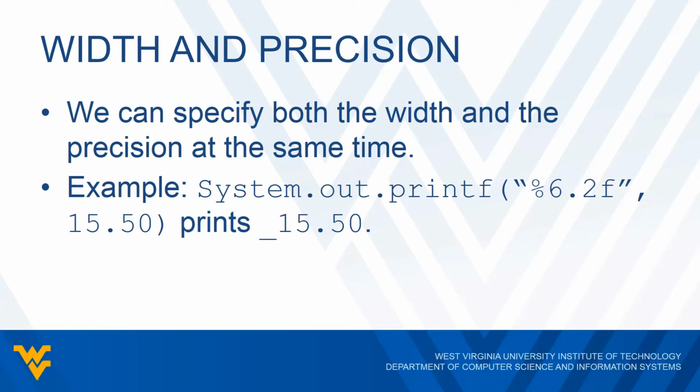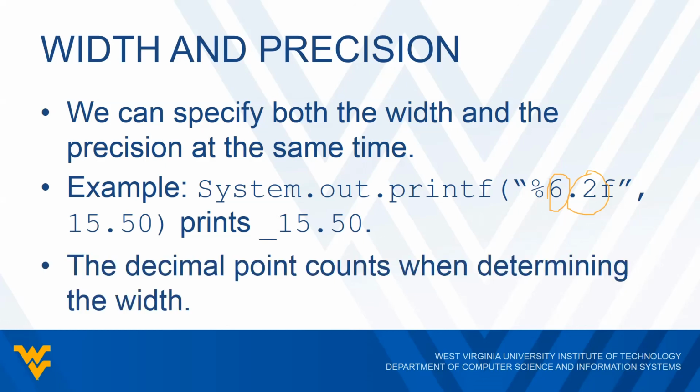So what this means is the 6 tells me that my minimum width is going to be 6 things, 6 items, 6 digits, 6 characters, whatever you want to say, but there are 6 individual things that we're going to print. And then the .2 part of it tells me that I'm going to have 2 decimal places. So this is going to print a space, a 1, a 5, a point, a 5, and a 0.